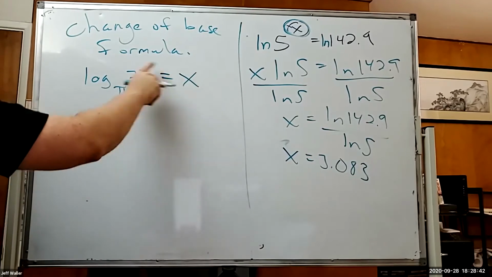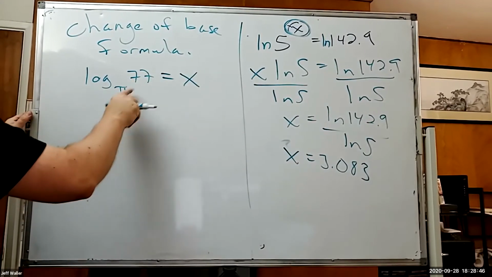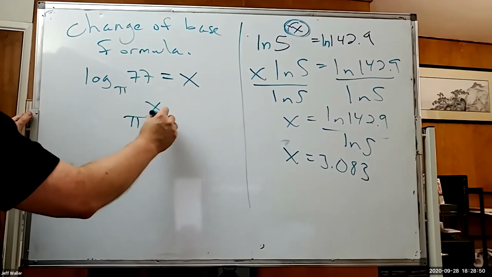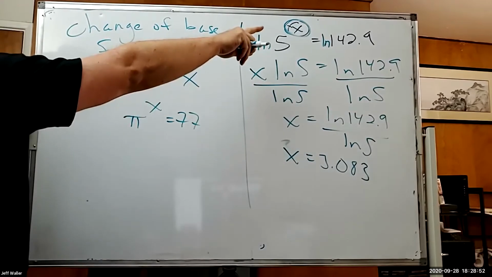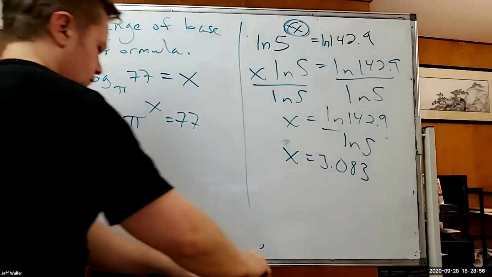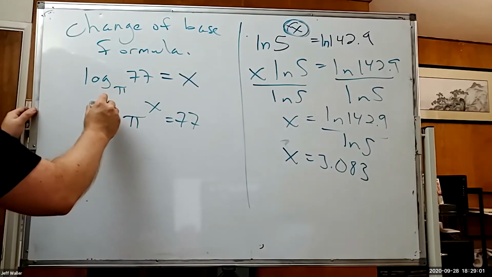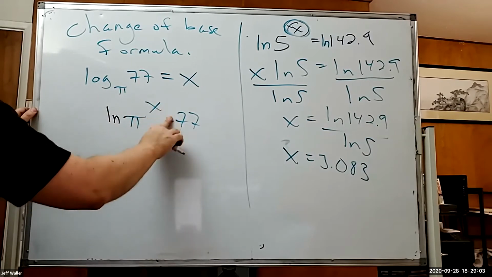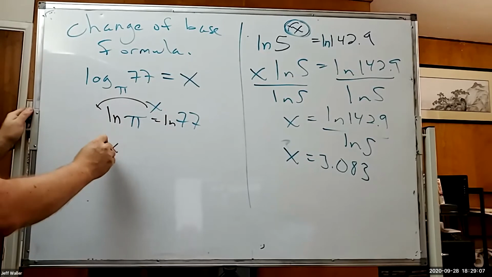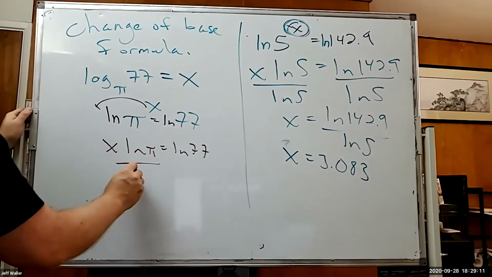Now, how do I rewrite this? Rewrite this in exponential form. Pi to the x equals 77. And now I can do what we did over there. That's not going to be big enough time. So if I take natural log of both sides, I can bring the x down, and then I can divide.